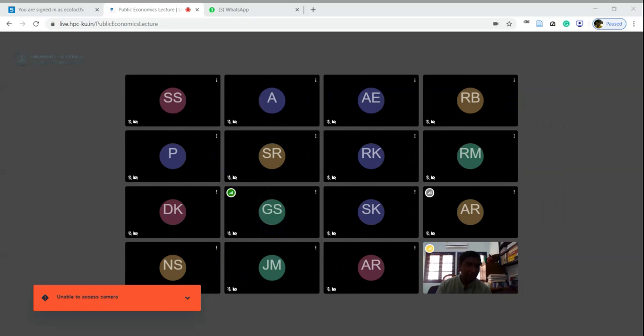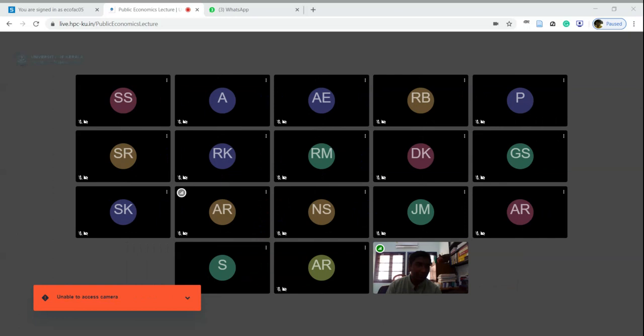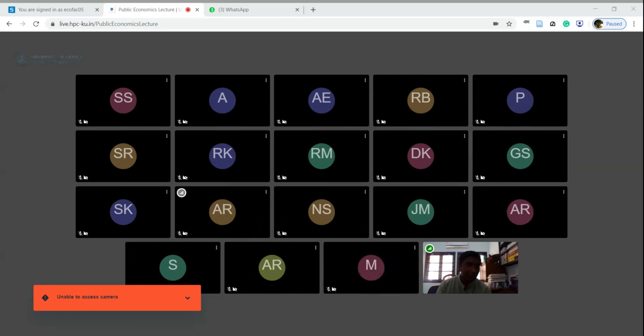With that, we began the public economics lecture, and today we are going to look at market failure and the importance of public economics, or public good as such. We can say that the existence of public good itself shows that there is a market failure. This is what we have learned in the microeconomics lecture.